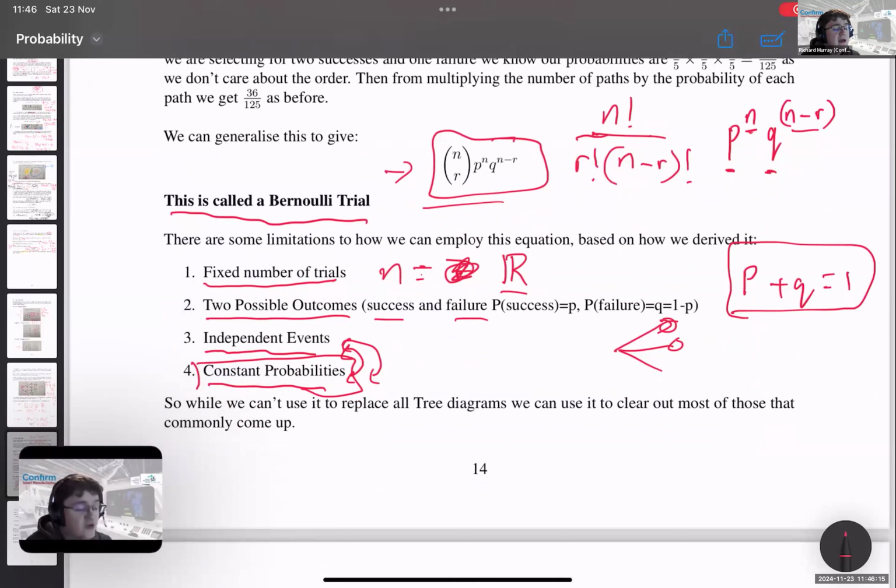So although we can't use this every time, we might have a case where we'd want to use a tree diagram. For the purposes of the Leaving Cert course, anytime there's a tree diagram, you will expect to see a Bernoulli trial somewhere nearby.